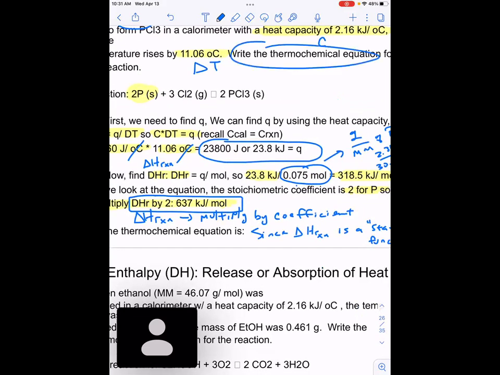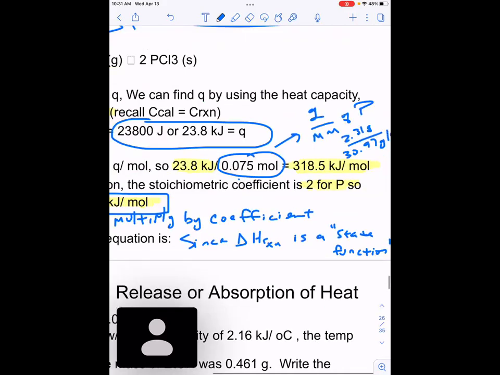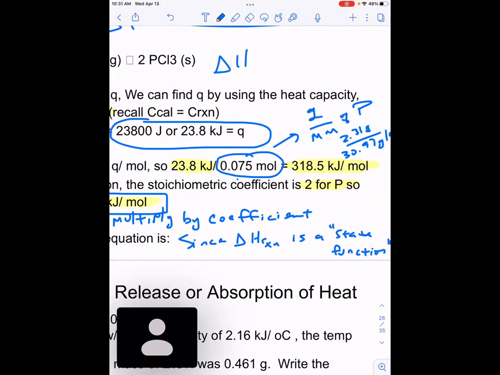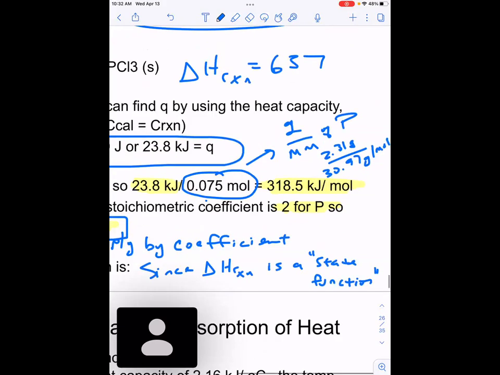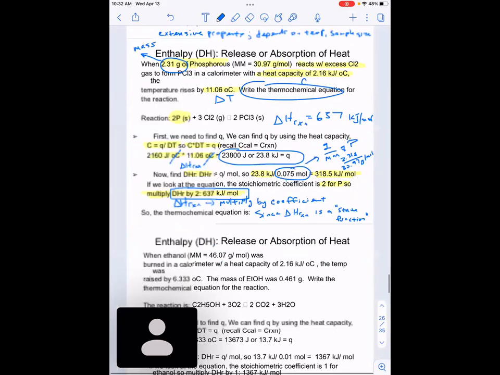It said write the thermochemical equation. So we just go back and put this number in, 637 kilojoules per mole. So that equation shown with the heat that's either given off or absorbed, that's the thermochemical equation.